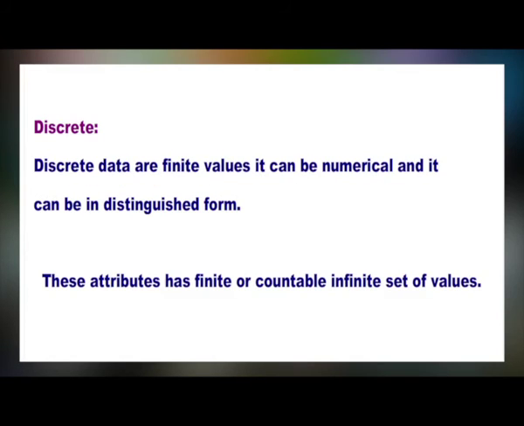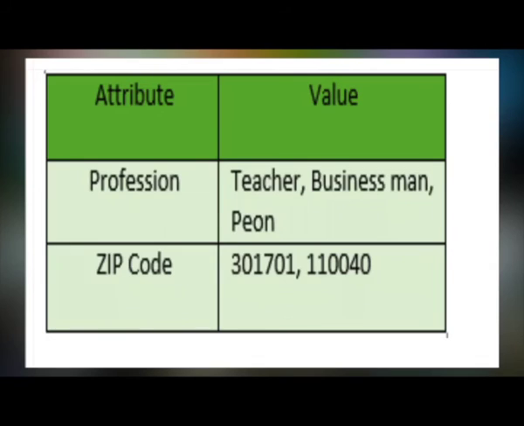The next type is discrete. Discrete data has finite values, it can be numerical and it can be in distinguished form. These attributes have a finite or countably infinite set of values. For example, the attribute may be profession and the values of the attribute may be teacher, businessman and peon. The next example is zip code. The values may be any such values as 301, 701, 110040. These might be the values.